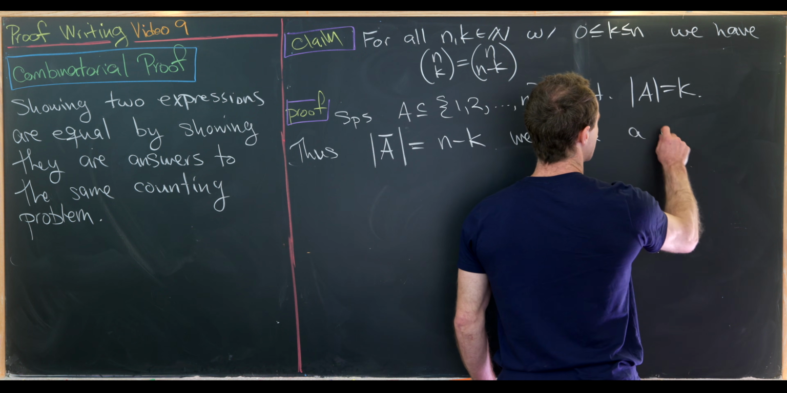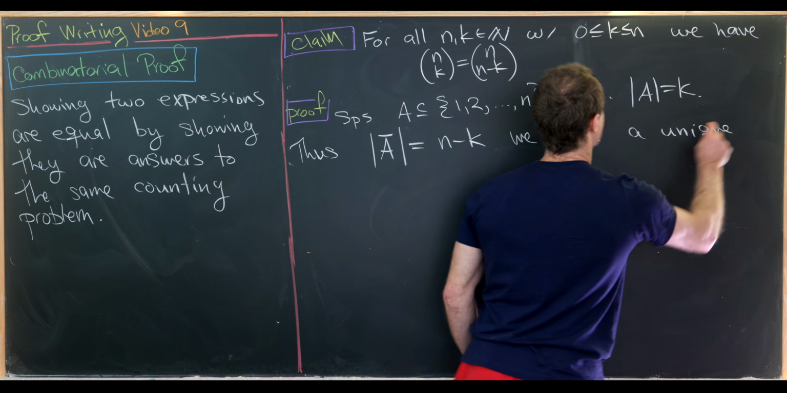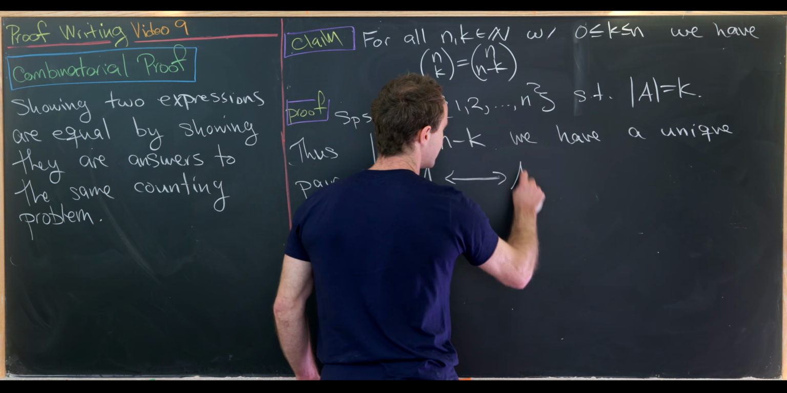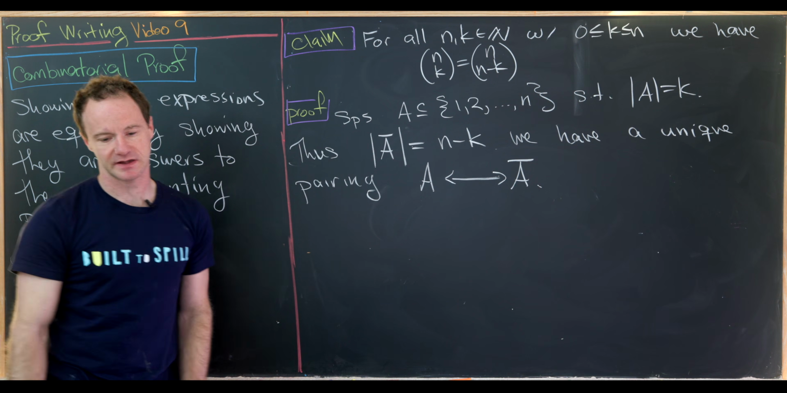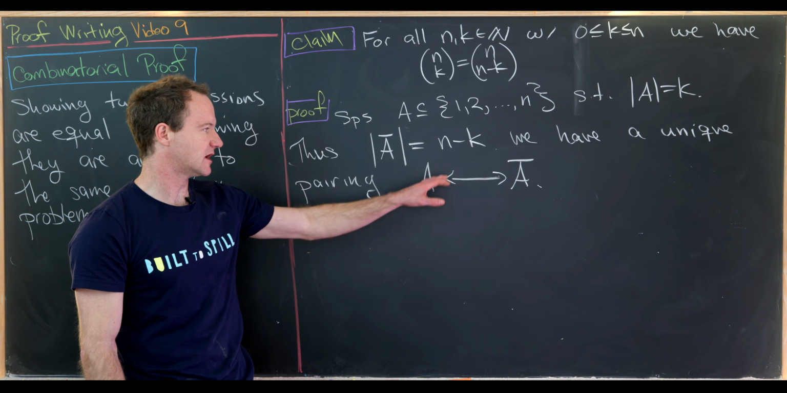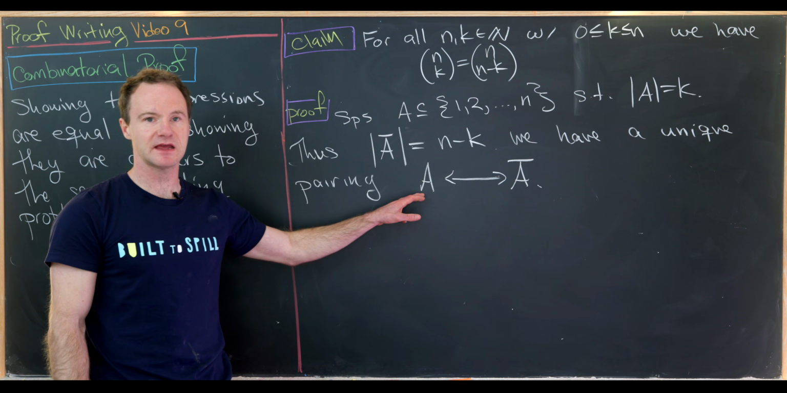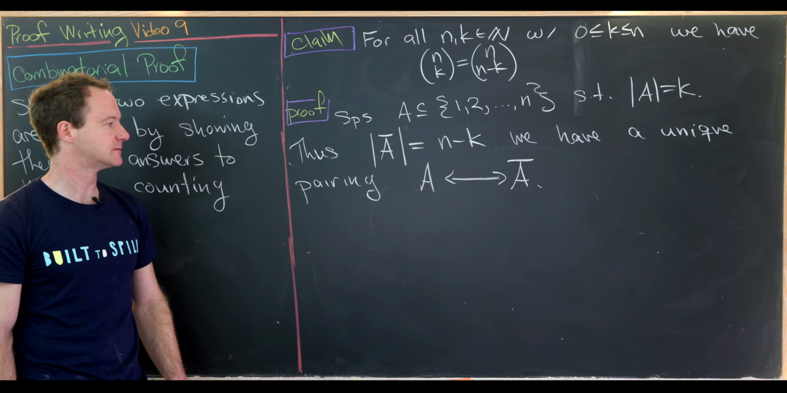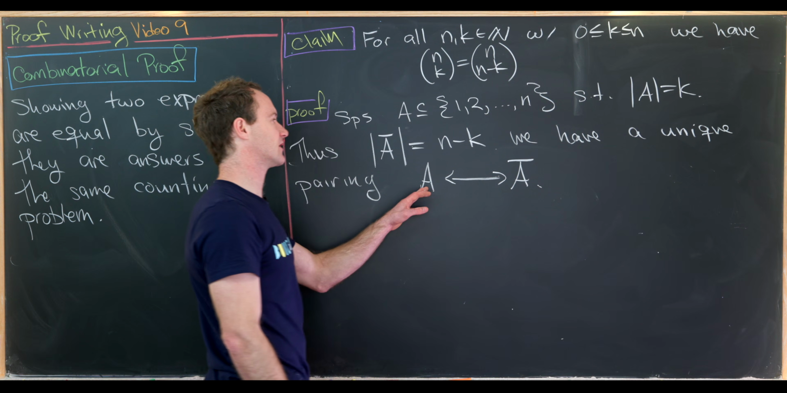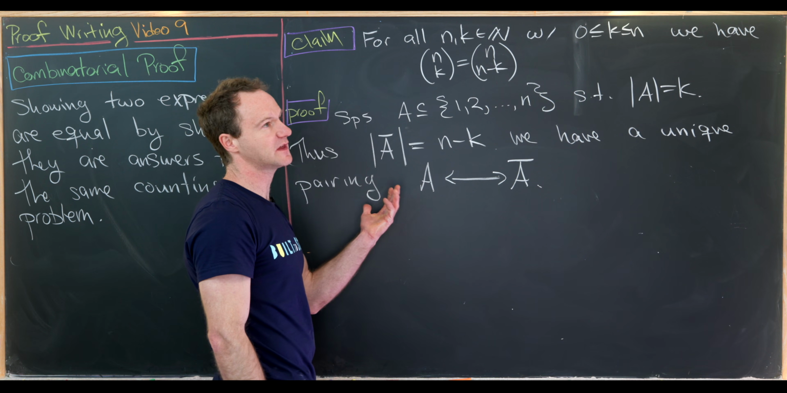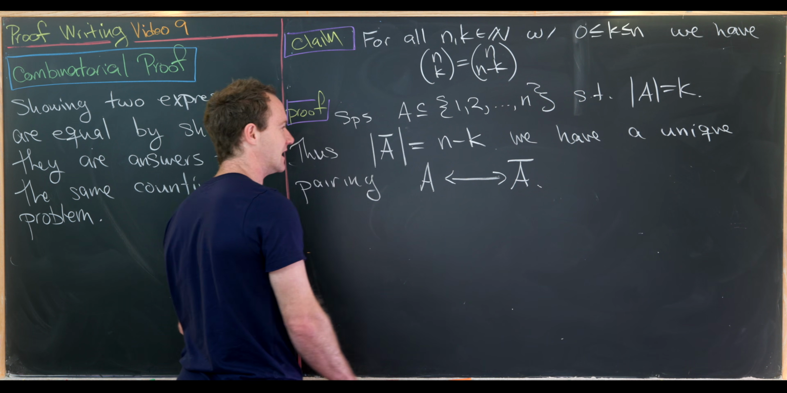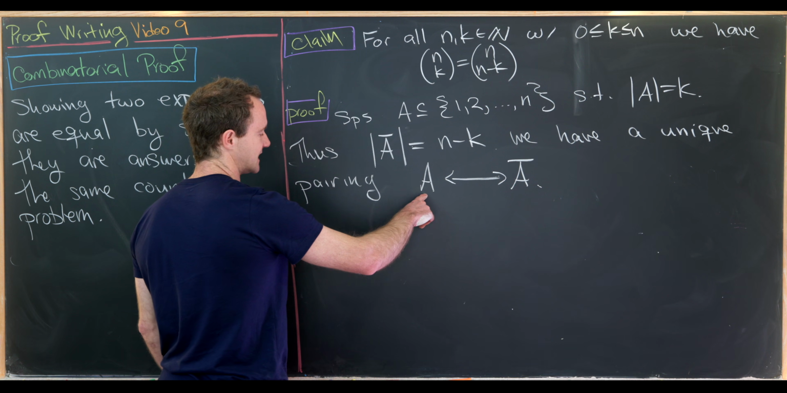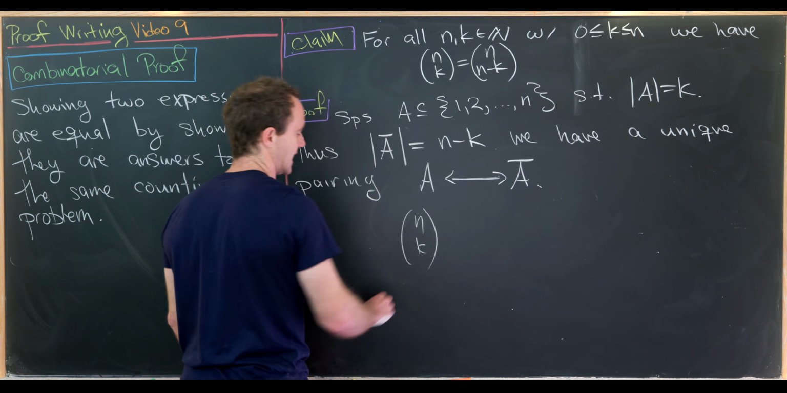So I'll write this down. We have a unique pairing of sets A with their complement A complement. Which means if there's a certain number of possible sets of the form A, then there are a certain number of possible sets of the form A complement. So how many sets are there of the form A? Well, the only thing restricting A is that it must have k elements. So that means the possible types of sets A here are n choose k.